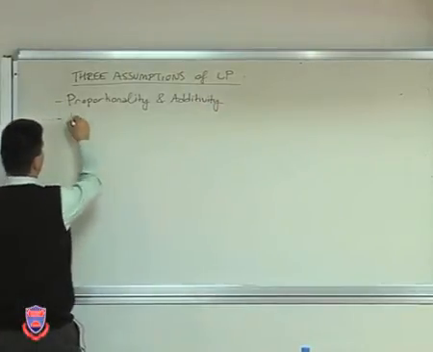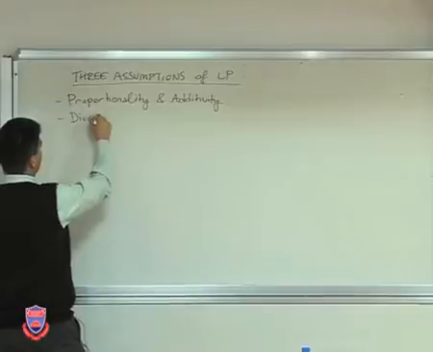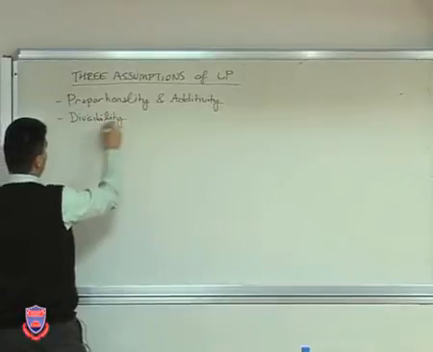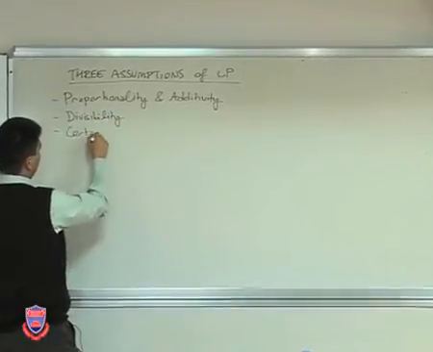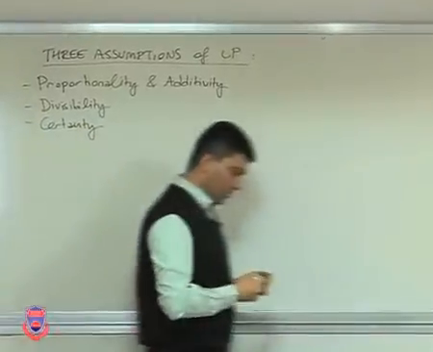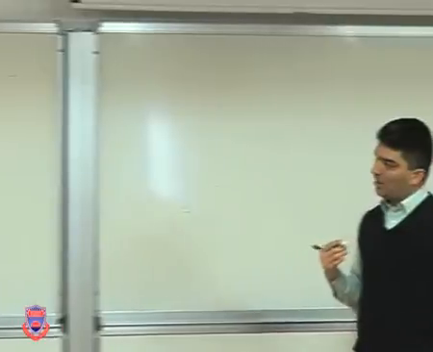The second one was divisibility. And the third one was certainty. So these were the three assumptions that should be satisfied by a problem so that it can be modeled as an LP problem. Okay?